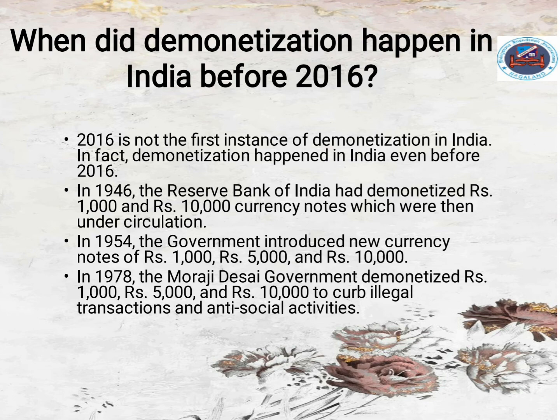According to the source, in 1946, the Reserve Bank of India had demonetized rupees 1000 and rupees 10,000 currency notes. Following in 1954, the government introduced new currency notes of rupees 1000, rupees 5000 and rupees 10,000. In 1978, Morarji Desai, the then Prime Minister of India, under his government, demonetized rupees 1000, rupees 5000, and rupees 10,000 notes in order to curb illegal transactions and anti-social activities.